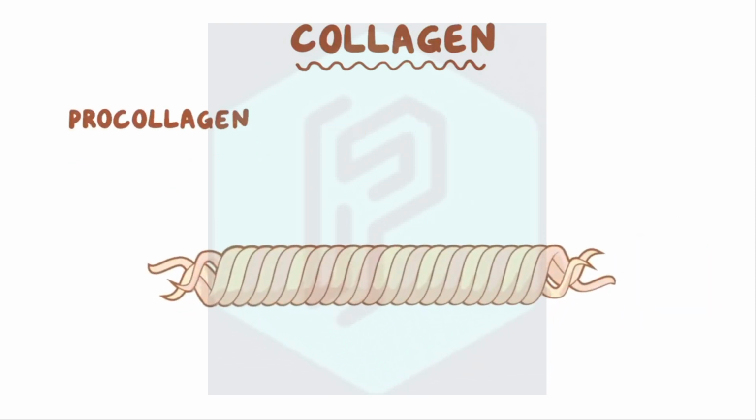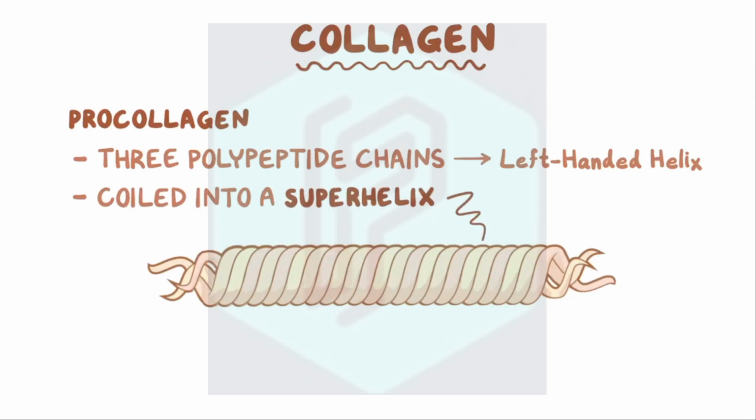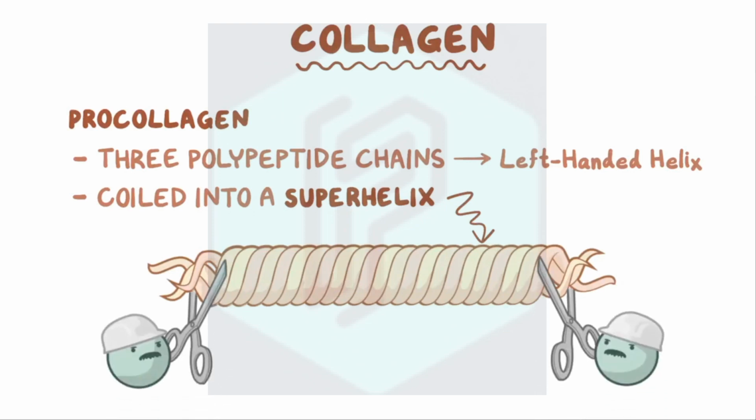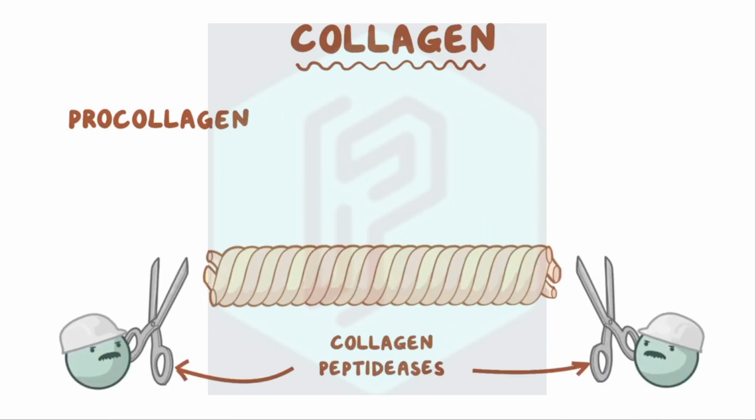Procollagen is a protein made up of three polypeptide strands, each coiled into a left-handed helix, and then all three are twisted together into a right-handed triple helix or superhelix with three loose strands at each end. Once procollagen is in the extracellular space, it encounters a tiny band of enzymes called collagen peptidases that cleave the loose strands at both ends of the procollagen protein, turning procollagen into tropocollagen.